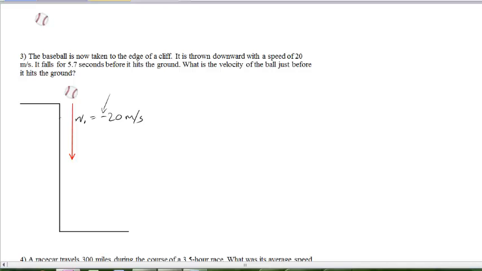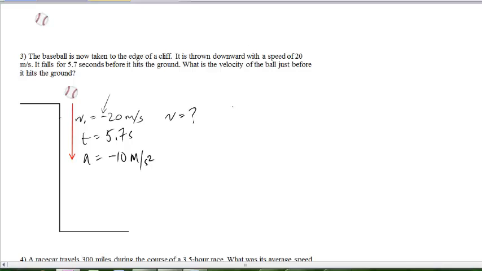And because I said the initial speed up here, I didn't need to include the negative in the question, so I intentionally did that to see if you could figure out that it needed to be negative. I'm also given that the time is 5.7 seconds, and the usual acceleration during free fall is minus 10 meters per second squared. And I want to know the velocity of the ball just before it hits the ground. So we know the time of free fall is 5.7 seconds. I want to find the final velocity of the ball.